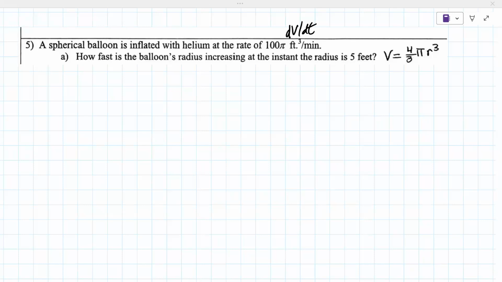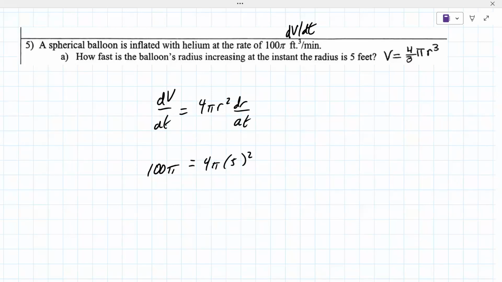How do you know if any of this is reasonable? You just have to go with it, make sure you're okay with your numbers. Because you're right, this is 100 pi equals 4 pi 5 squared dr/dt. So dr/dt equals 100 pi over 100 pi, which is 1 foot per minute.